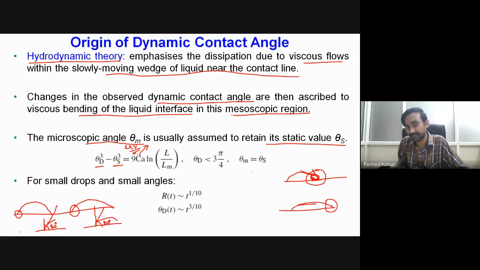representing the ratio of viscous effects and the surface tension, into the natural log of L divided by Lm, where L represents the macroscopic length scale, or the length scale at which we are actually measuring the apparent contact angle. We consider this length scale of the order of 10 micrometers. So if this is our droplet, from the surface we are at a distance of 10 micrometers from this surface.